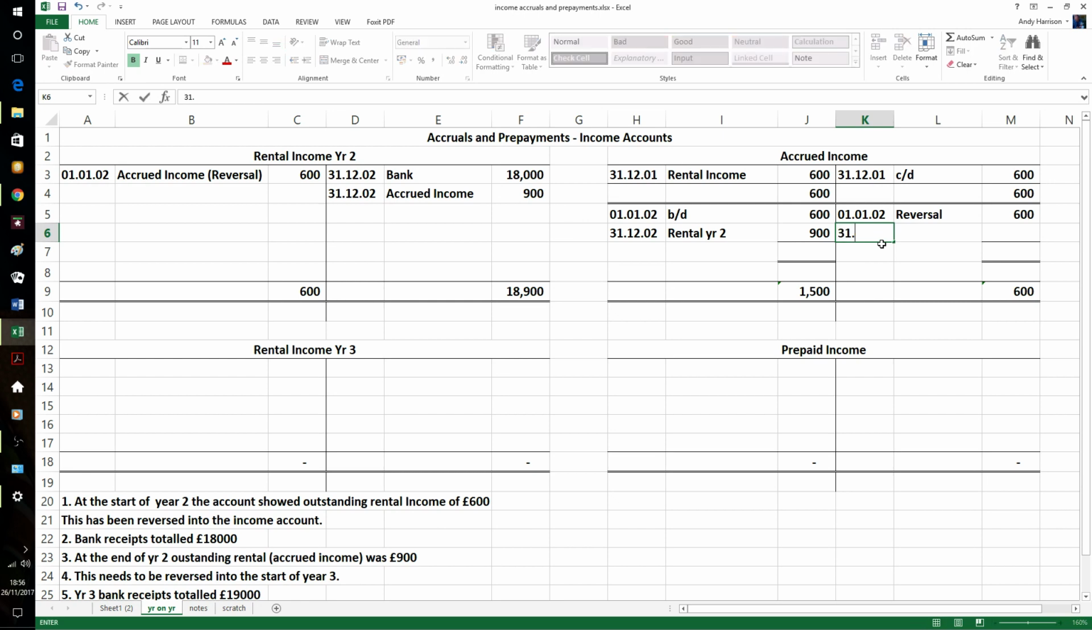So we don't always need to do all the bringing down and carrying down. We've got a balance brought down. Those will be subtotaled. It doesn't matter that we're getting big totals here, what matters of course is that the two columns add up.